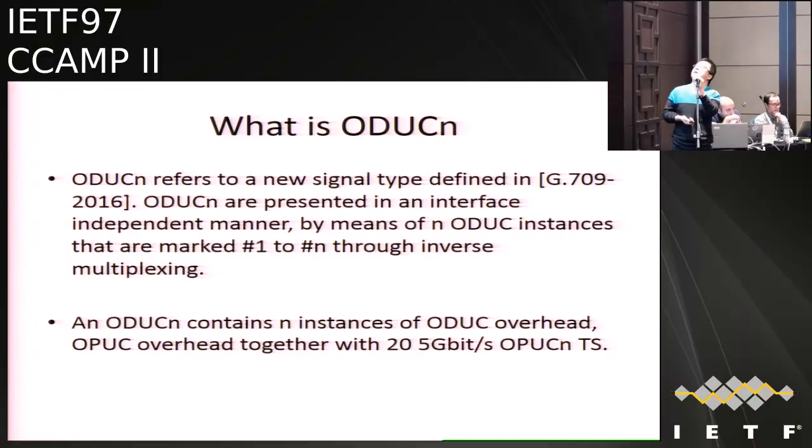OTUflex are presented in an interface-independent manner by means of an OTUflex instance, which are numbered from 1 to n. The OTUflex group is comprised of 1 to n OTUflex through inverse multiplexing. And also, one OTUflex contains an instance of OTUflex overhead and OPU overhead, and then the payload, which is the 25 gig tributary slot.